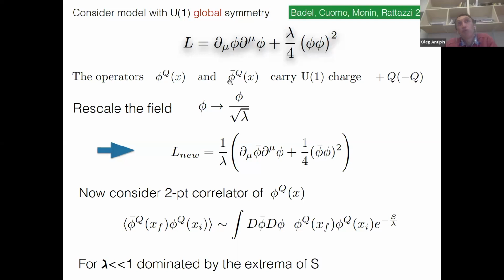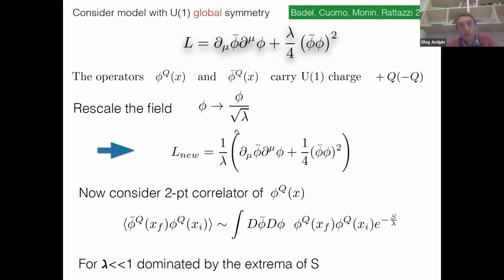So phi to the power q has charge q or minus q, depending on phi and phi bar. Okay, U(1) charge q. To show the classical nature of the path integral, just rescale the field with a coupling lambda, square root of lambda, like this.